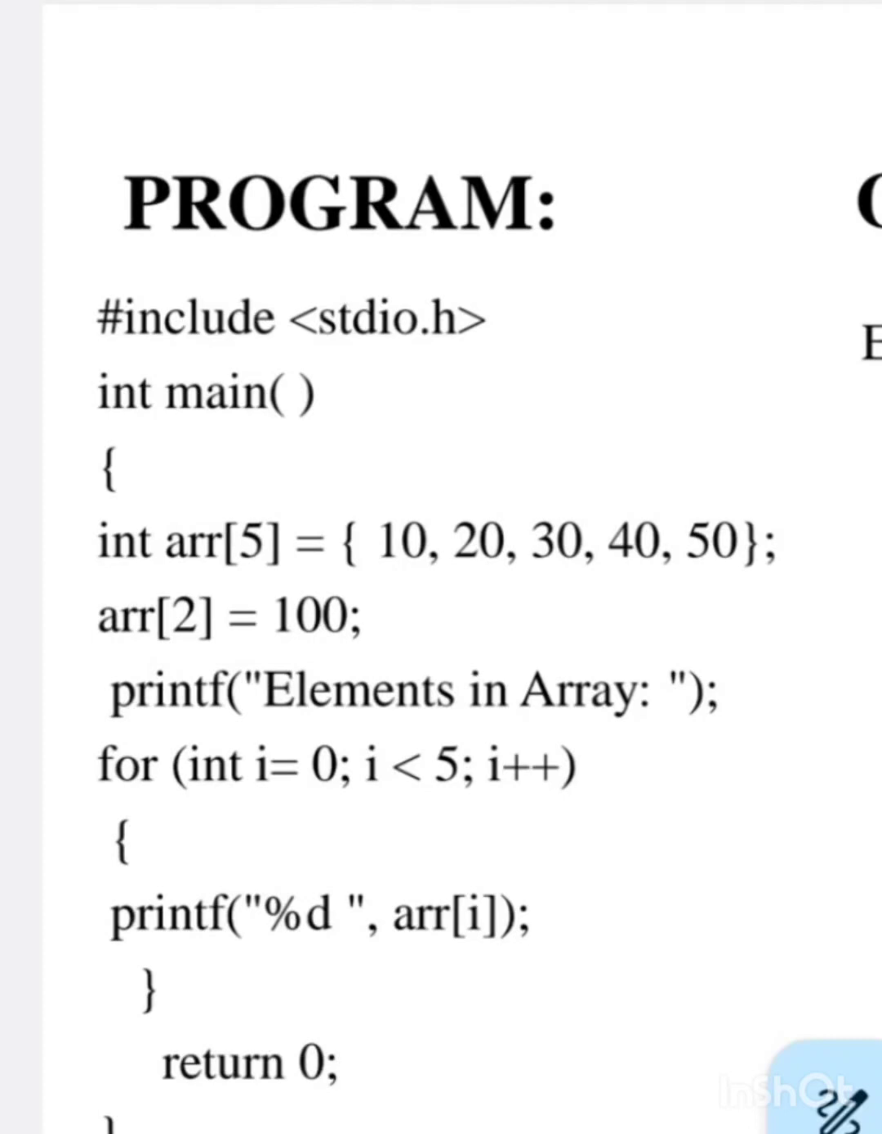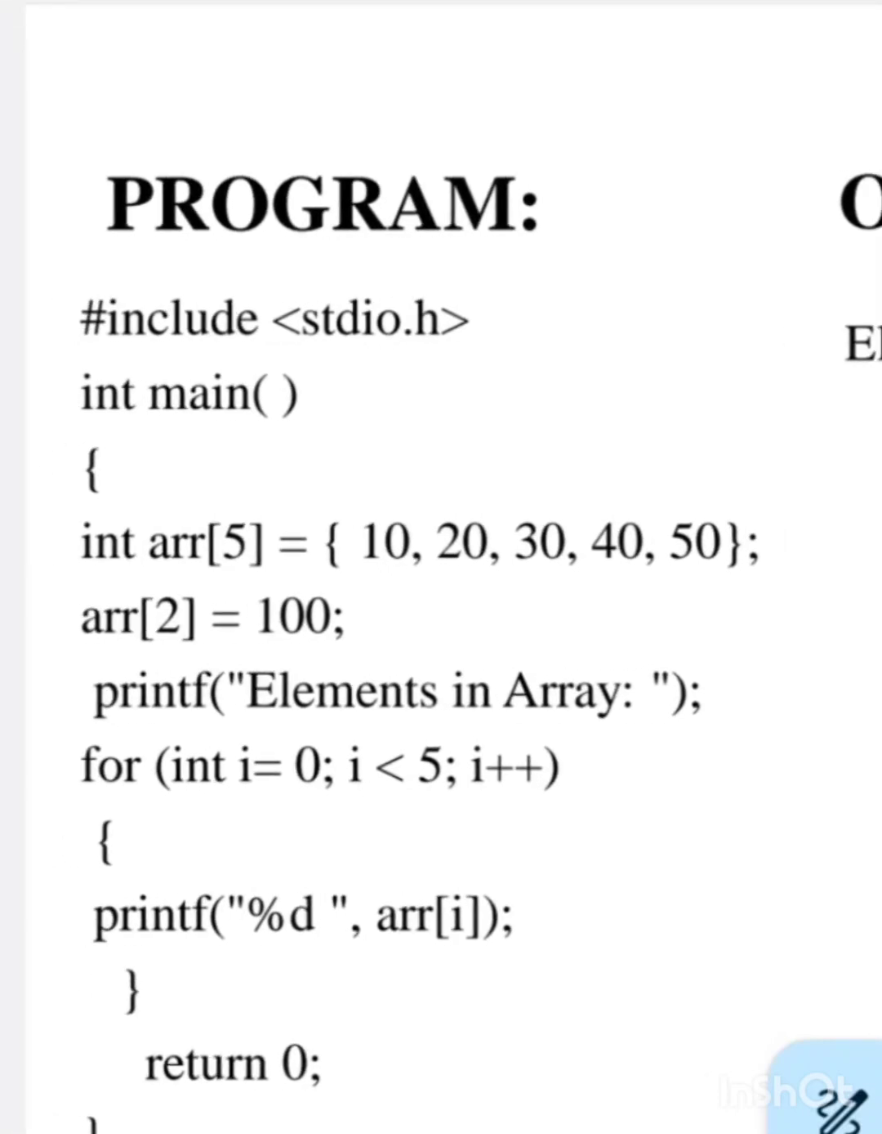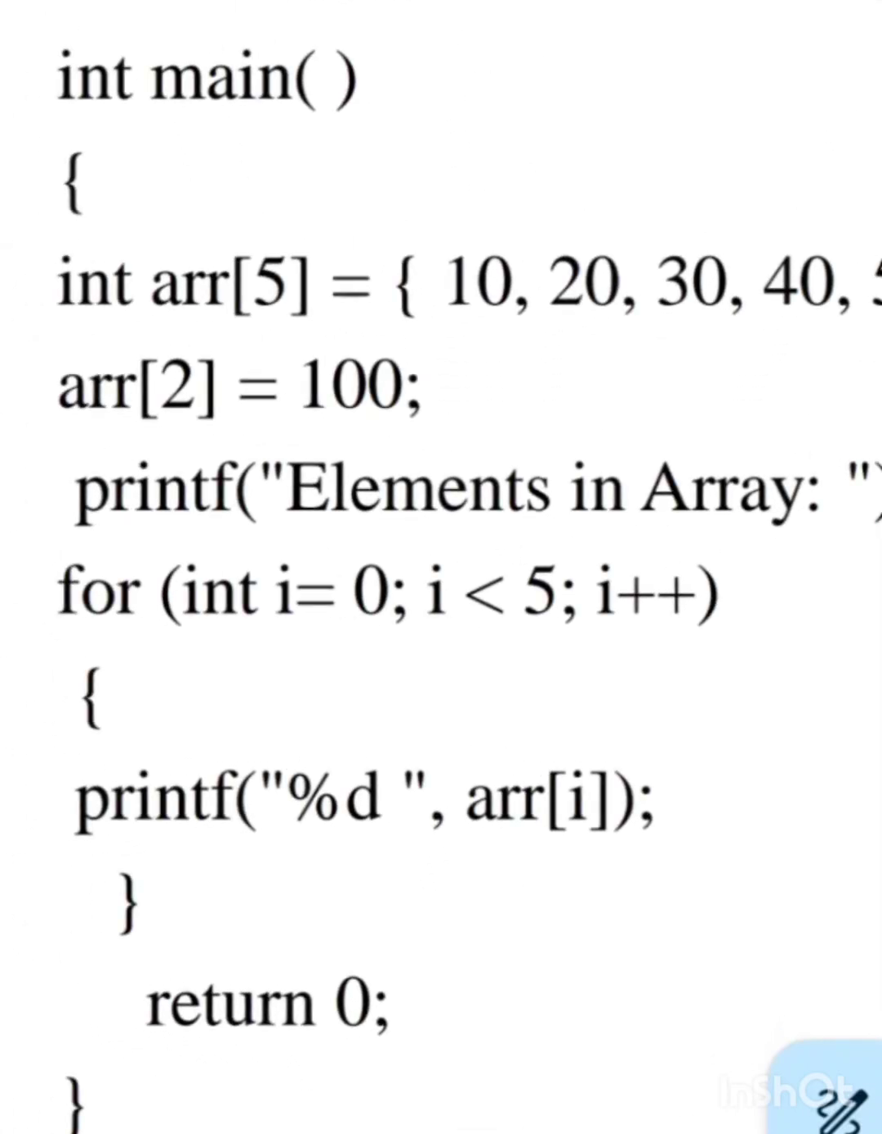What is the condition? We all know the array index starts from 0 and ends at n minus 1. The n value is 5, so n minus 1 is 4, so up to 4 we need to check the condition. So i will be 0, initialized. Then 0 less than 5, yes, the condition is satisfied, so it will enter the loop and first print arr[0]. The position arr[0] holds the value 10, so the 10 will be printed.